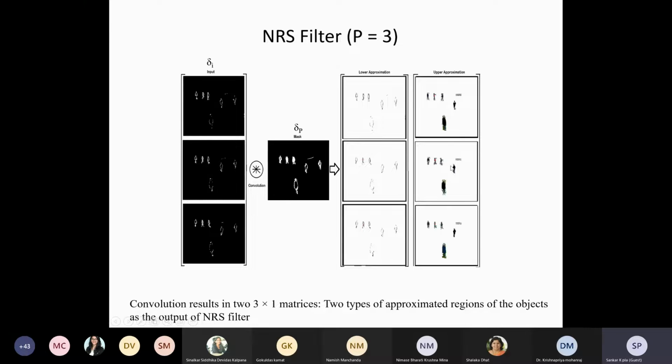From that, I compute the displacement. I compute the velocity, acceleration. I again form the granules. And with the help of these granules, in the next frame, I find the location of the predicted object in terms of lower and upper approximation.